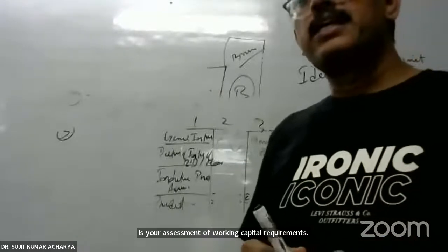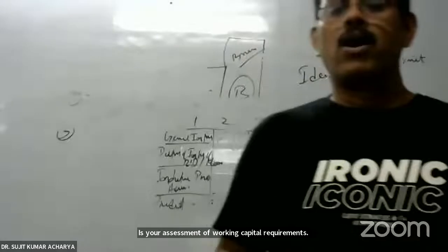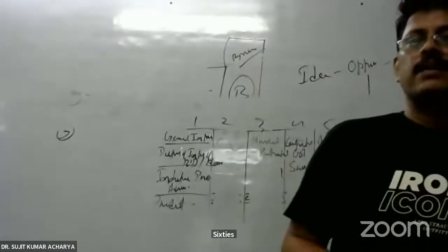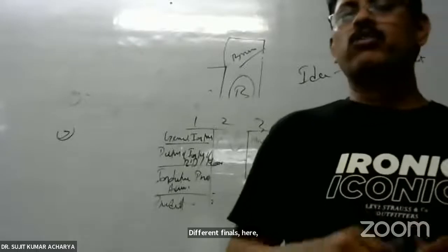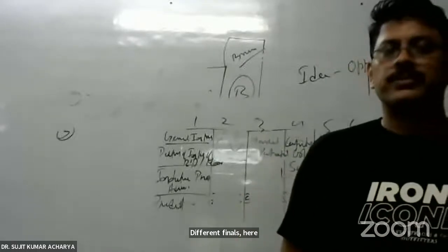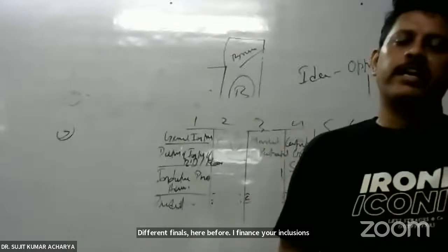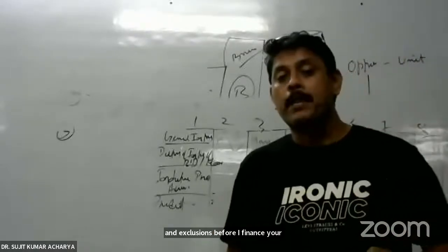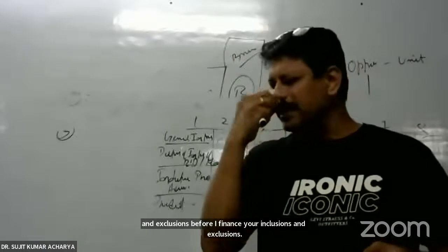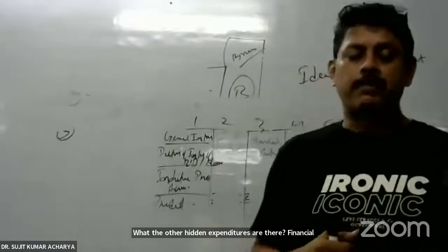Sixth is different financial inclusions and exclusions. What the other hidden expenditures are there? What financial involvements are there? So that is to be described.